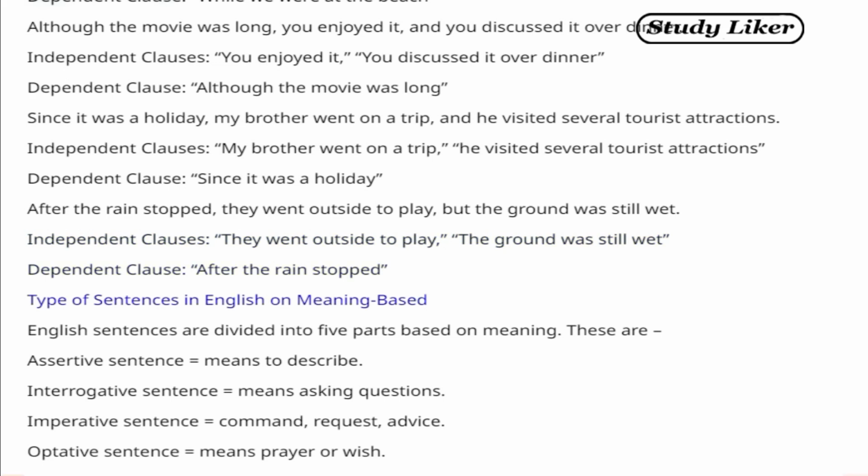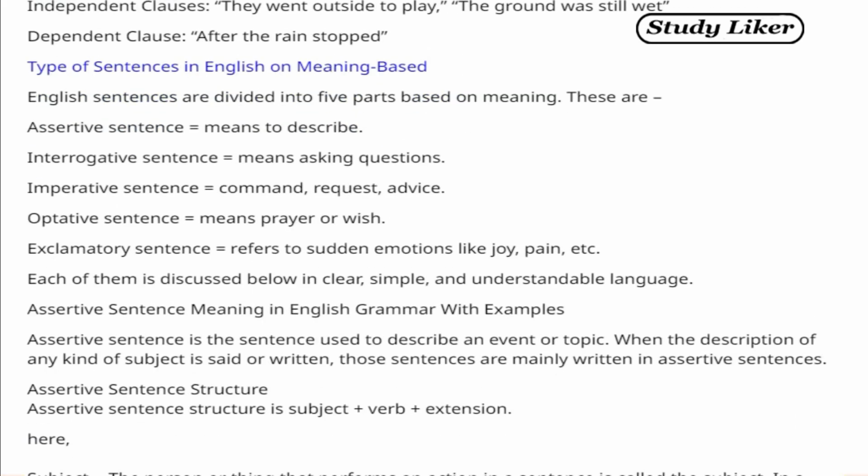Types of sentences in English based on meaning. English sentences are divided into 5 parts based on meaning. These are: assertive sentence, which means to describe; interrogative sentence, which means asking questions.